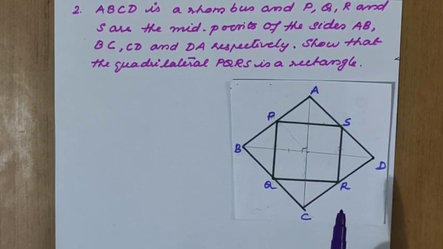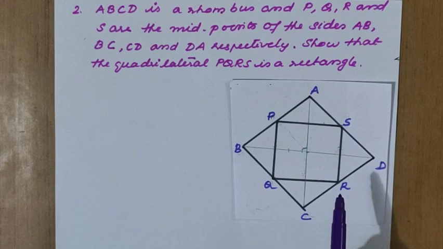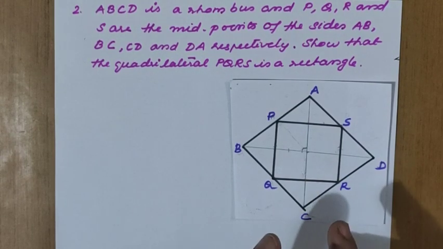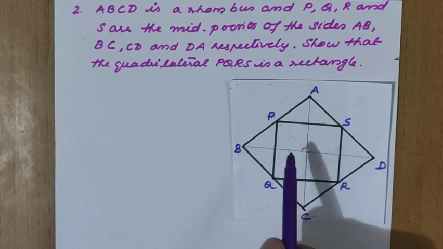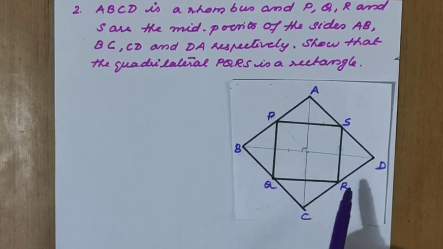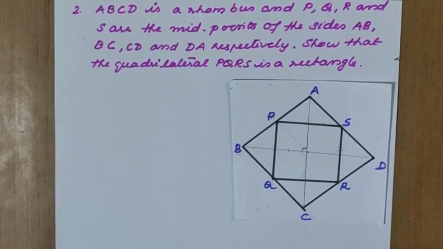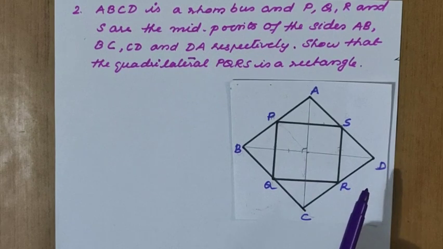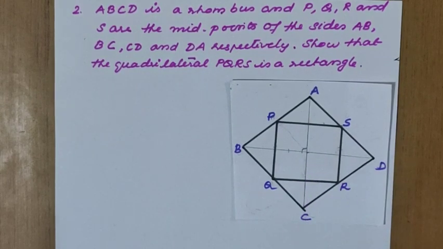Now I explained in exercise 8.2, question number 1 itself, I told that almost all the questions we are using that proof part. What is that proof part? The first step, PQRS is a parallelogram. Easily we can show it by joining any one of the diagonals. So we'll join BD, right? BD and AC also we can take because it's a rhombus. Rhombus property also we have to use here.